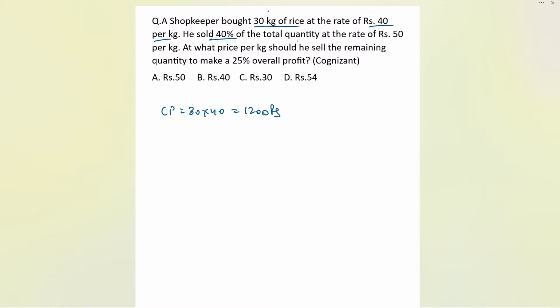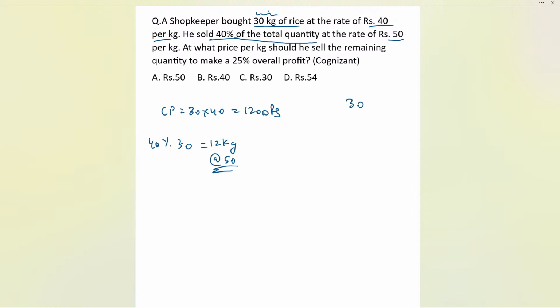He sold 40% of the total quantity. He is talking only about the quantity. The quantity was 30, so 40% of 30 is 4 times 3, which is 12. 12 kg is the amount that he sold at the rate of 50 rupees.